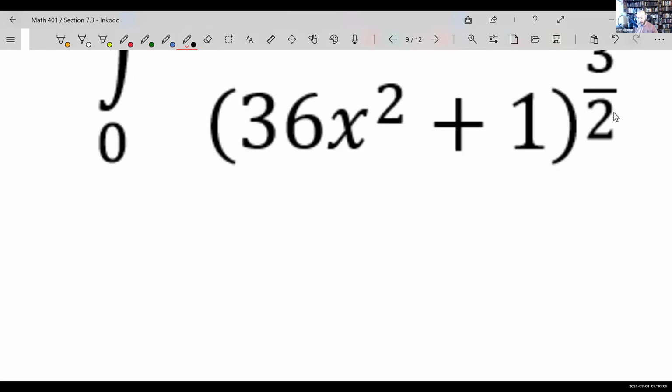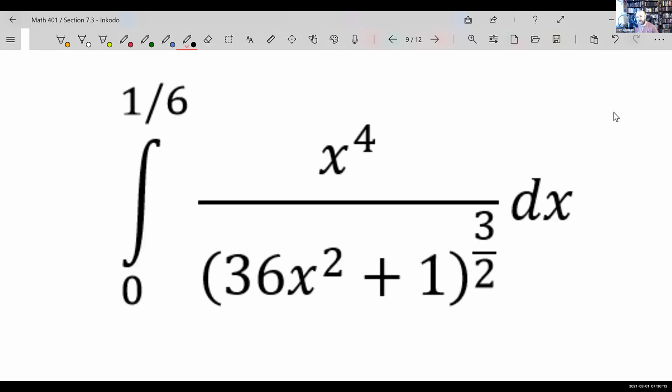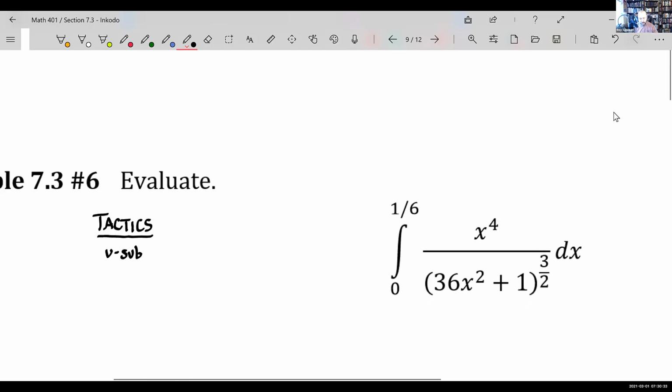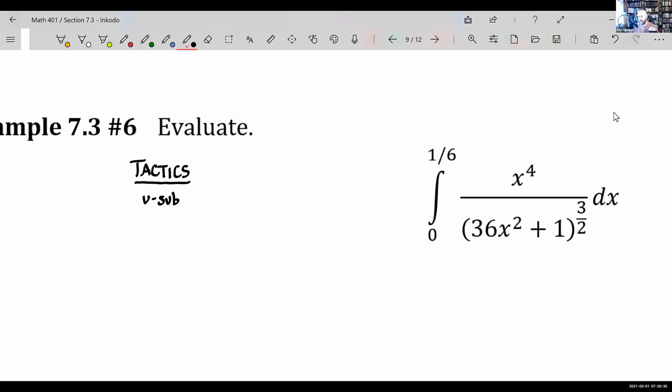36x squared plus 1, its derivative would be 72x. Now, if you look at the integrand, I don't have a 72, but constants don't actually matter. So let's forget about that. But I would steal away a single power of x, and I'd be left with an x cubed. And that's a problem. Being left with an x cubed when u is something in terms of x squared is a little bit of a mess. So I probably would not do that substitution. I'm just looking ahead a little bit as far as how difficult that u sub would be.